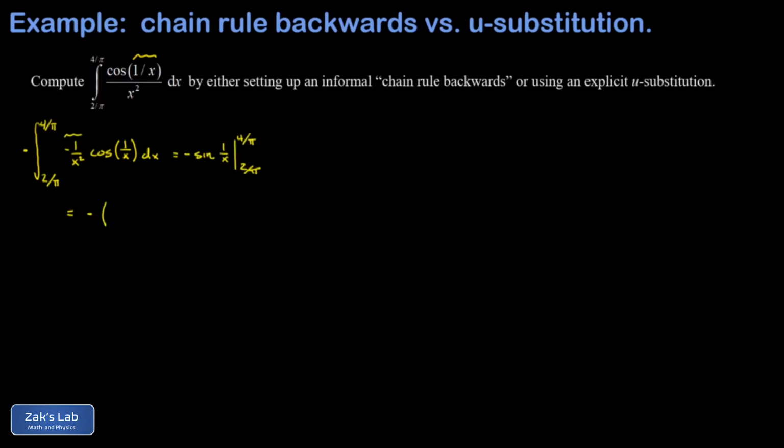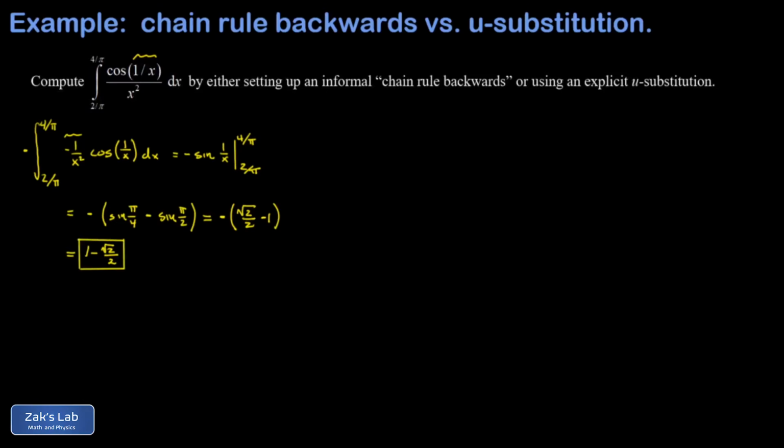Now we sub in the upper limit, and 1 over 4 over pi is pi over 4, so I have a sine of pi over 4. And my lower limit is similar, I end up with a sine of pi over 2. Now we sub in the values of the sine function at these special angles. Sine of pi over 4 is root 2 over 2. Sine of pi over 2 is 1. And finally, we'll distribute the factor of negative 1 into that binomial. And I end up with a final answer of 1 minus square root 2 over 2.